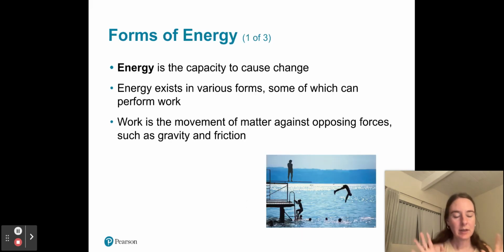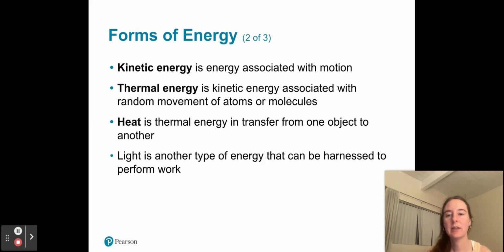So let's step back a little bit and talk about the definition of energy. You probably have learned this in your other classes before, but just to review, energy is a hard idea to conceptualize, but the basic definition is the capacity to cause some change or to do some sort of work. And this work often is the movement of matter, the movement of molecules or atoms against some sort of opposing force like gravity or friction. So if something's falling, the only way to oppose that force is to put in some energy, to put in some work. Okay, so let's look at the different types of energy.